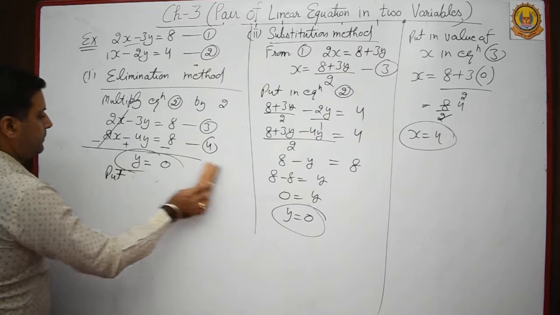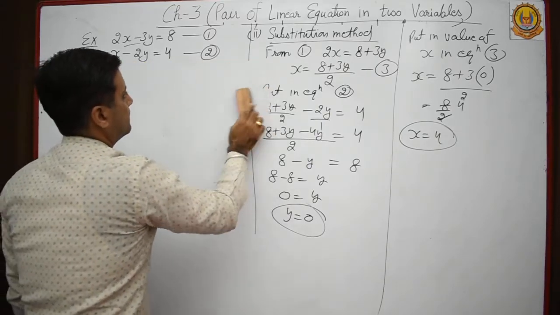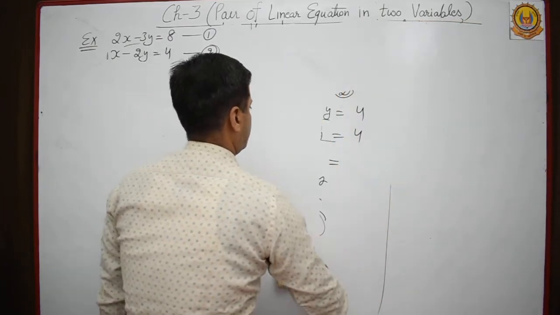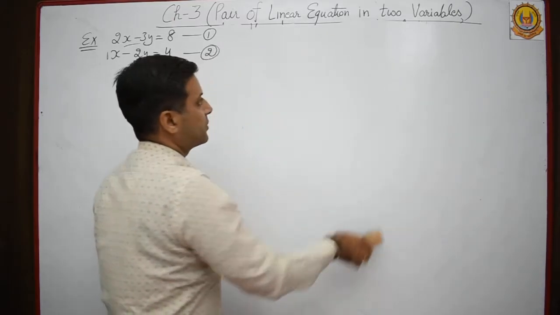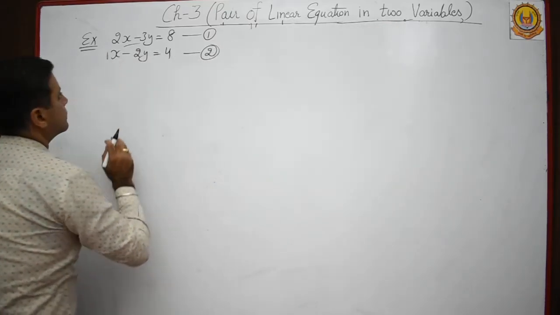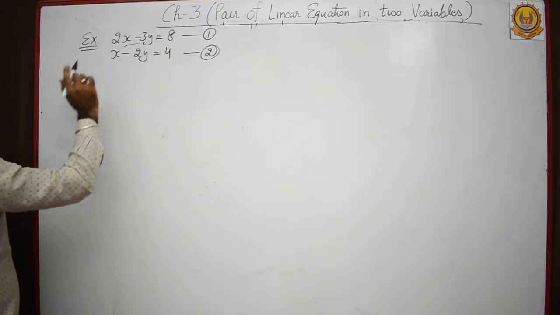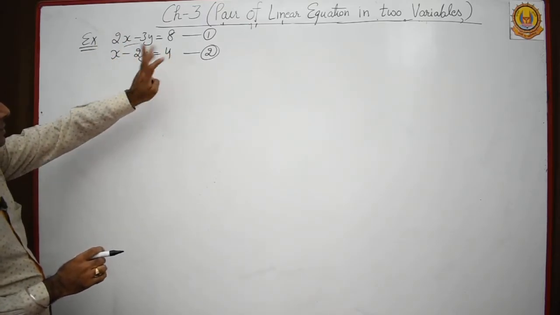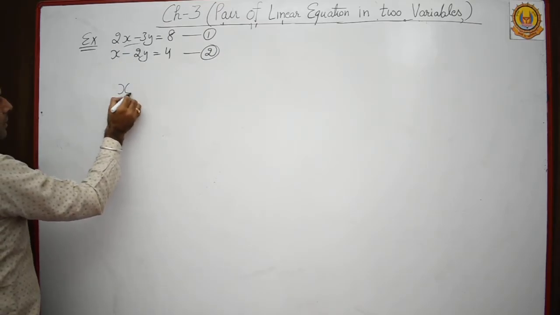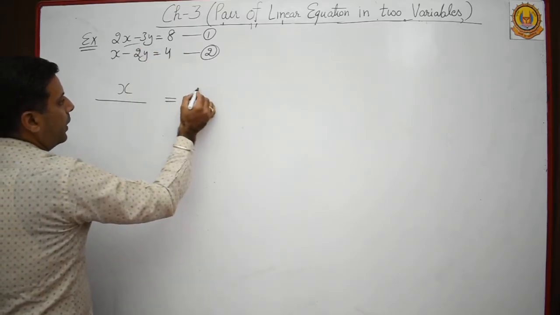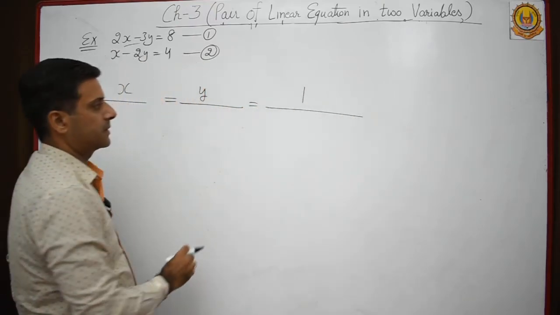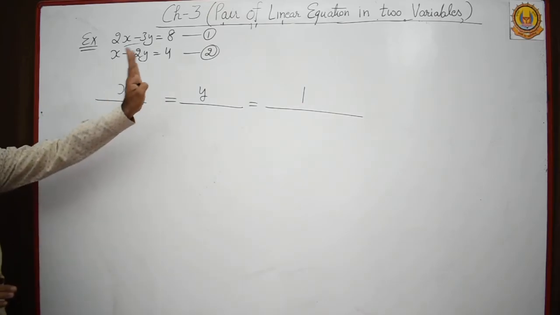Now the last method is the cross multiplication method. So now in the cross multiplication method, look here. You have to find the values of x, y, and a constant, so you have to take 3 values. Firstly take x divided by, then y, the second variable, and this is the constant term. So in place of the constant term write down 1, like this. This you have to do in the cross multiplication method.